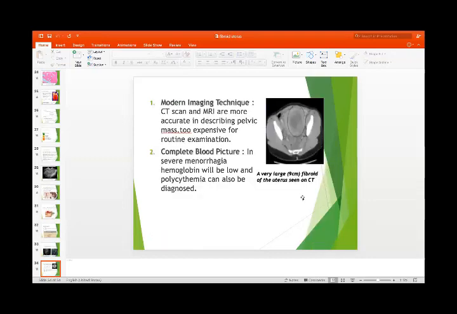The modern imaging techniques include CT and MRI. They are too expensive, but they can be used if there is any suspicion in the mass. A complete blood count is done to detect menorrhagia and the type of anemia, and polycythemia can also be diagnosed.